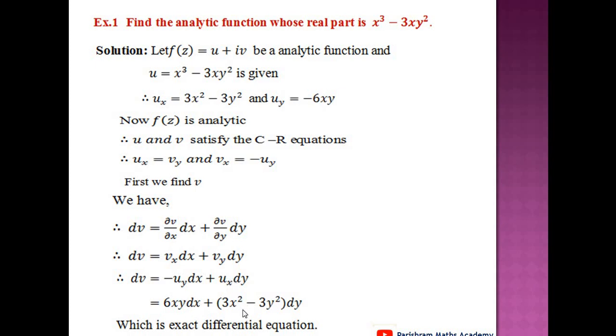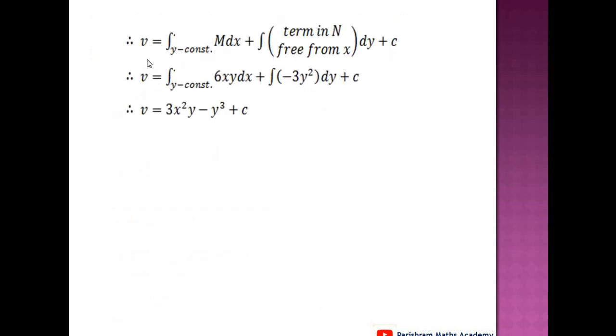putting the values of uy and ux. If you find the derivative of this term with respect to y, it is nothing but 6x. The derivative of this term with respect to x is also 6x. Both are the same, it means this equation is an exact differential equation. And therefore, the solution is v equal to integration of M dx keeping y constant plus integration of terms in capital N which are free from x dy plus a constant.